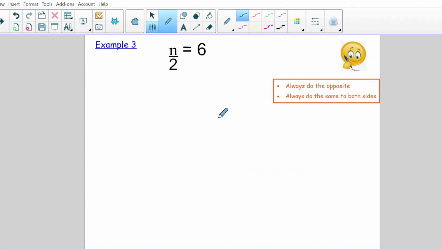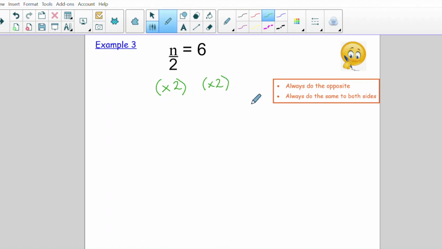Let's have a look at another one of these then. So this time I've started off with n over 2. With the fraction line we know that means divide, n divided by 2. We want to get rid of that divided by 2. What's the opposite of dividing? It's multiplying. So I need to multiply the left by 2. Therefore, I need to multiply the right by 2.